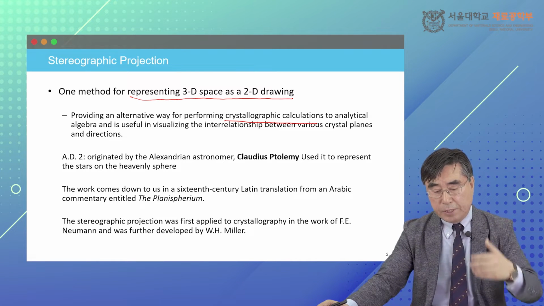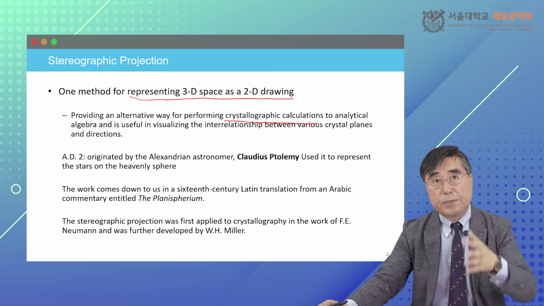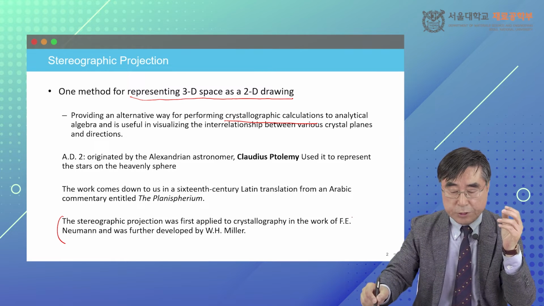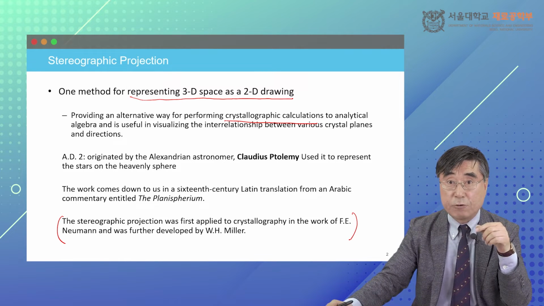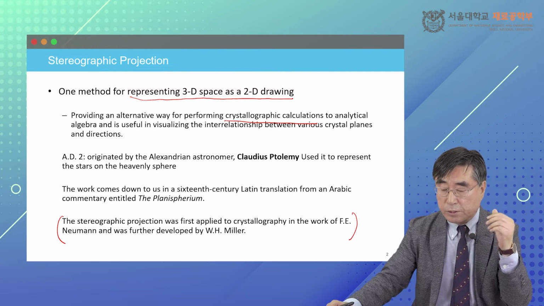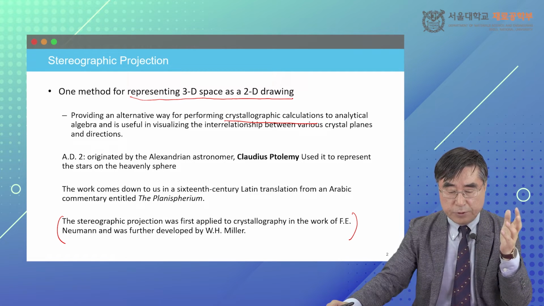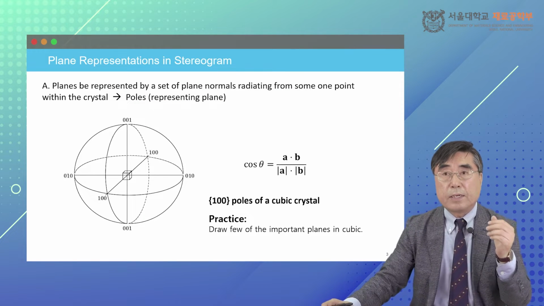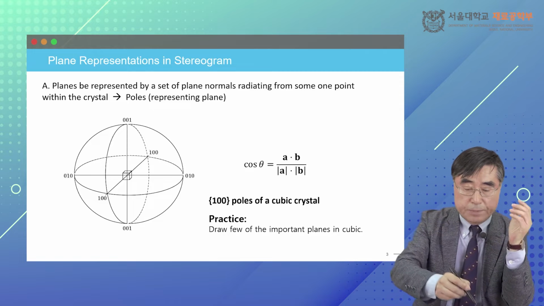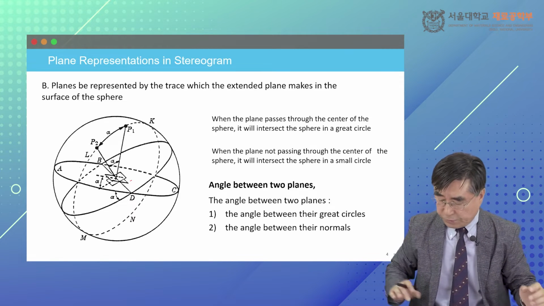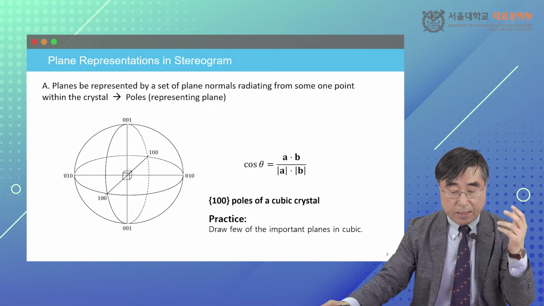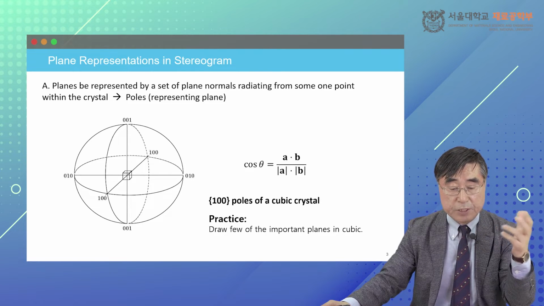Well, there are a few stories about the derivation of this stereographic projection, but anyway, it was first applied to crystallography of materials in the work of Neumann and was further developed by Miller. So let's think about this. Now we have some interesting features in space. Now we would like to understand the relationship between all the planes and the directions of this feature.